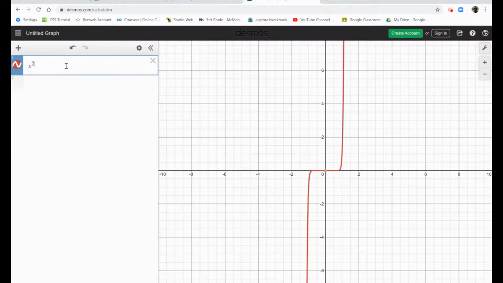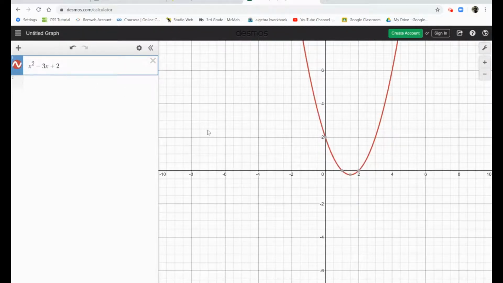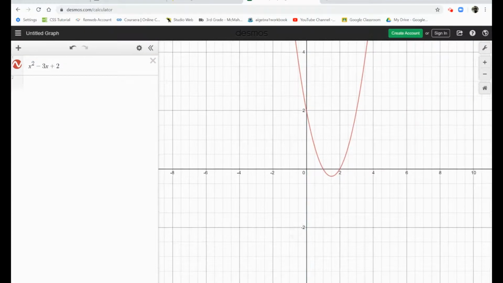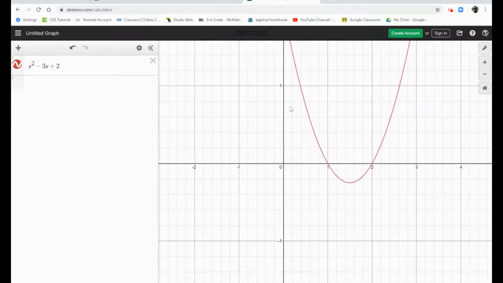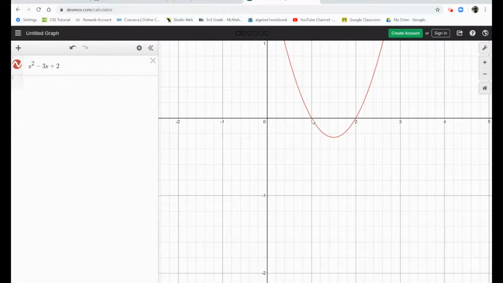X squared minus, was it a 2x? I'm trying to remember what it was. I think it was minus 3x plus 2. I believe that's what the values were. Let me zoom in a little bit. And see the two x-intercepts right here? We have an x-intercept here at 1 and another x-intercept at 2. X equals 1 and x equals 2.